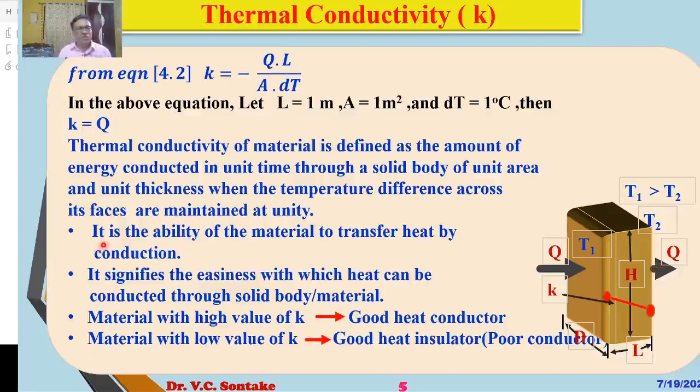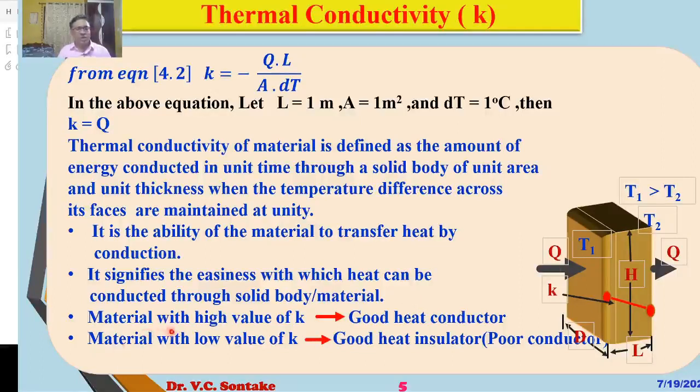Thermal conductivity is also defined as the ability of the material to transfer heat by conduction. It signifies the easiness with which heat can be conducted through a solid body or material. Now mind well, the simplest definition ever: it defines the easiness with which a material allows heat to conduct through it. The more easily it allows heat to be conducted through it, the higher its thermal conductivity. If it offers more difficulty in conducting heat, its thermal conductivity value is low.